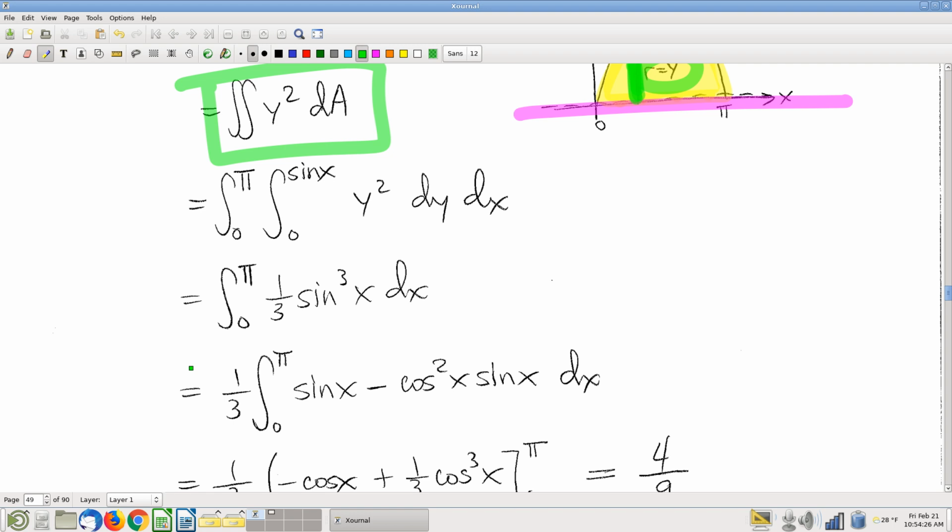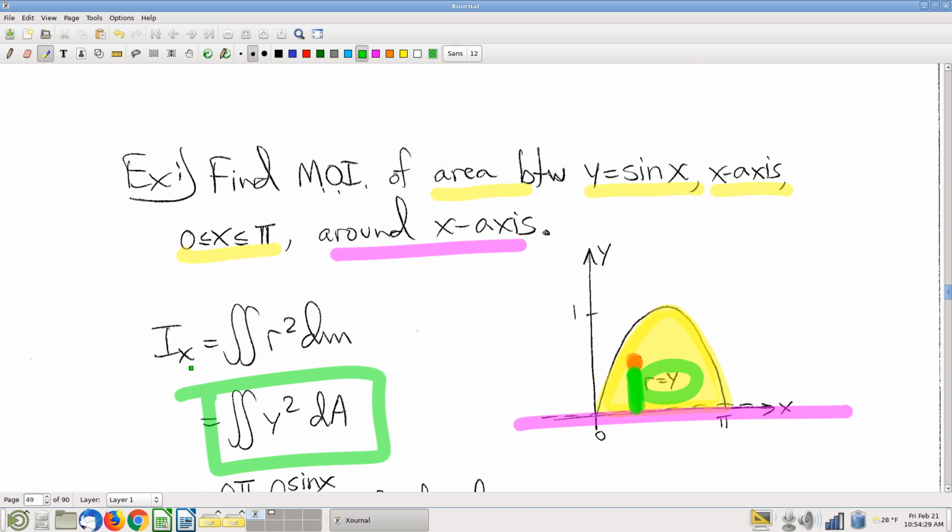Yep. Why couldn't you say r equals x? Because it isn't. Look at the picture. So x is that distance. Sorry. Okay. Oh, so yeah. Couldn't x be like the curve?